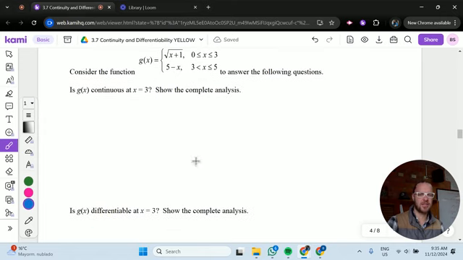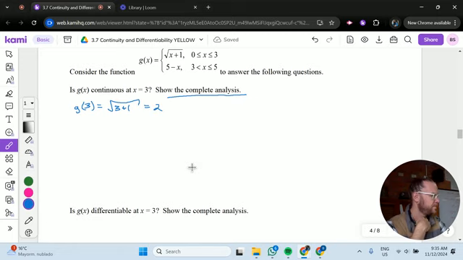All right, so let's actually try it with this function here. Is it continuous at x equals 3? Show your complete analysis. That means I need to do the three-part definition. g of 3 exists, and if we look, this is where it is equal to 3. So I'm going to plug in 3 to that equation and get that it's 2. Now, in order for the limit to exist, the right side and left side must be equal, right? So our left side has to equal the right side. We want to make sure that's true.